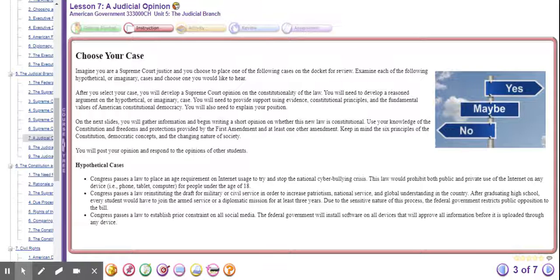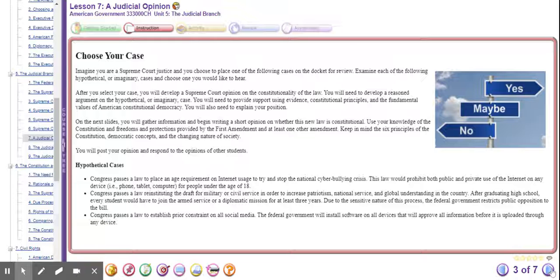What do you think? Congress passes a law to establish prior restraint on all social media. Essentially, the federal government would install software on devices that will approve all information before it's uploaded onto social media. All right. What if Congress wanted to pass that law? How would the Supreme Court rule? How would you rule if you were on the Supreme Court? And ultimately, what it comes down to is you have to use the Constitution, you have to use those amendments to justify how you would rule.